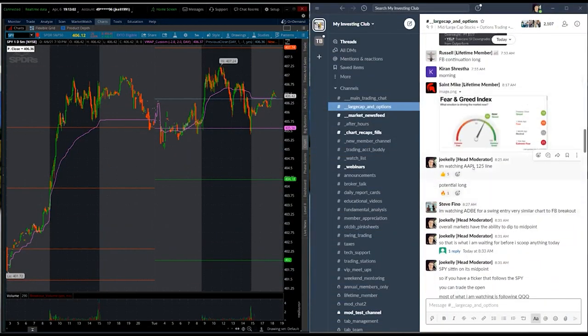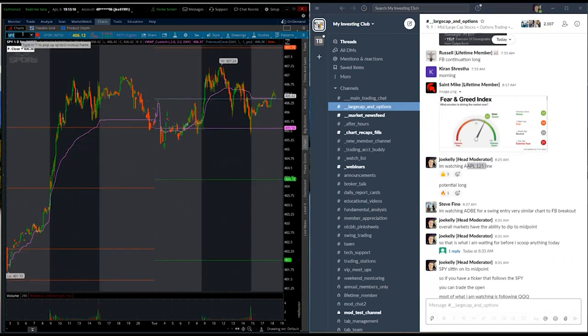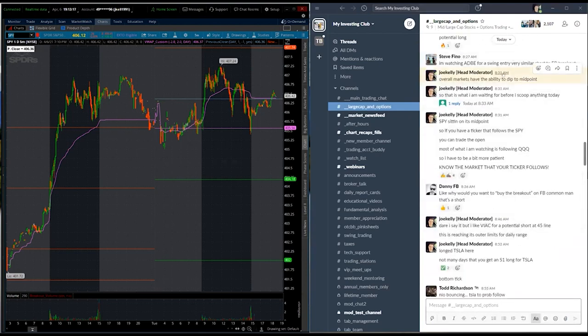So I said Apple 125 line potential long. I don't even know what happened to Apple today. Never touched 125, so no trade on Apple. Overall ability to dip to the midpoint, that's like a minute after the open. SPY at that very moment was sitting on the midpoint. I said, if you have stuff that follows the SPY, you can trade the open.